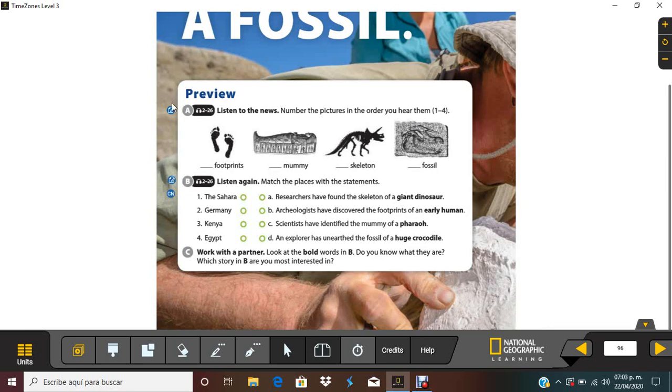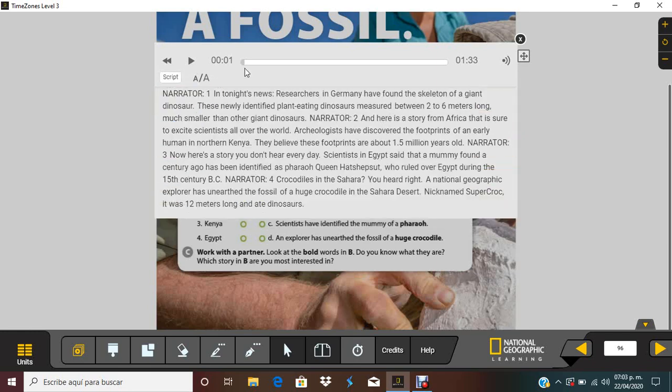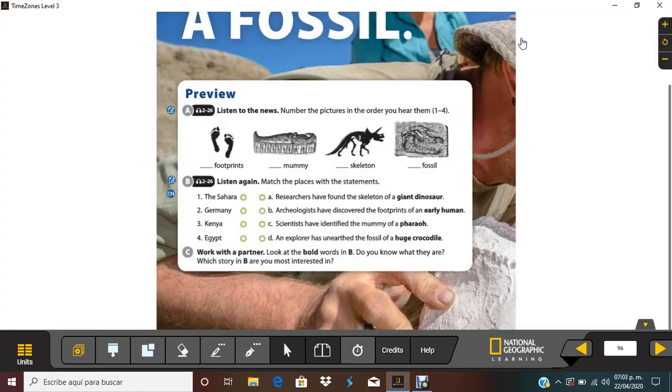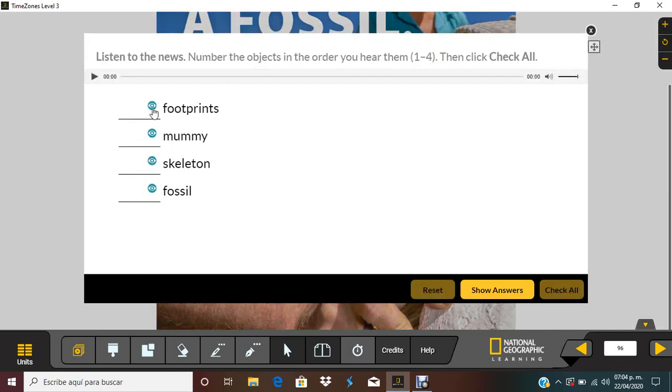Now, I'm going to put the script and pause the video so you can have time to read the text. When you're finished, we're going to go back to exercise A and we're going to number the pictures in the correct order that you read them. Okay? So if you're ready, let's continue. If you're not, you can go back.